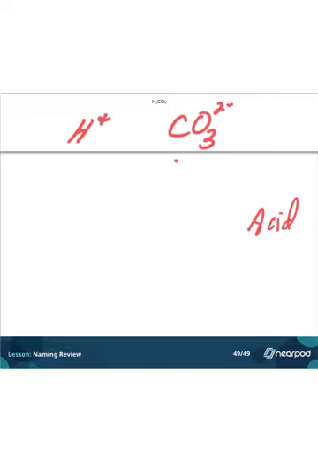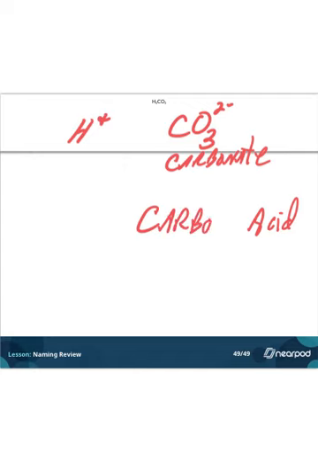Okay, so to name this one, I got to identify the ions. Obviously, it's coming from H plus, so I'm going to have acid at the end of the name. And I got to identify the polyatomic ion, which is carbonate. So ates become ics, and this would be carbonic acid.